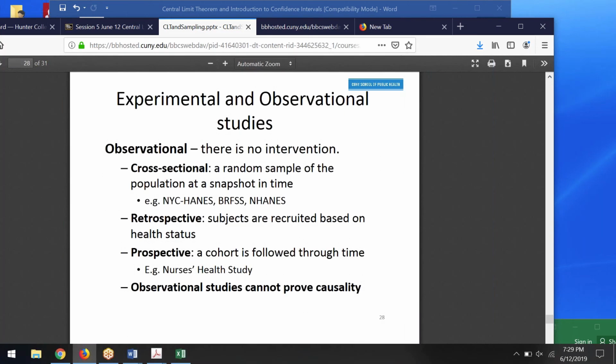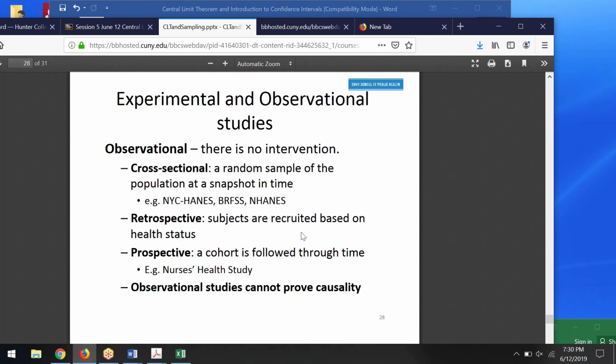First of all, an observational study is something like a census, right? You actually look at a cross-section of an entire population, and you don't actually do anything. You don't give them a drug. You don't put them through some intervention. Well, maybe you might give them a blood test, but there's no actual intervention. You just make measurements. A cross-sectional observational study is a random sample of the population at a point in time. So our New York City HANES, our nutrition survey, the New York City Community Health Survey, those are cross-sectional.